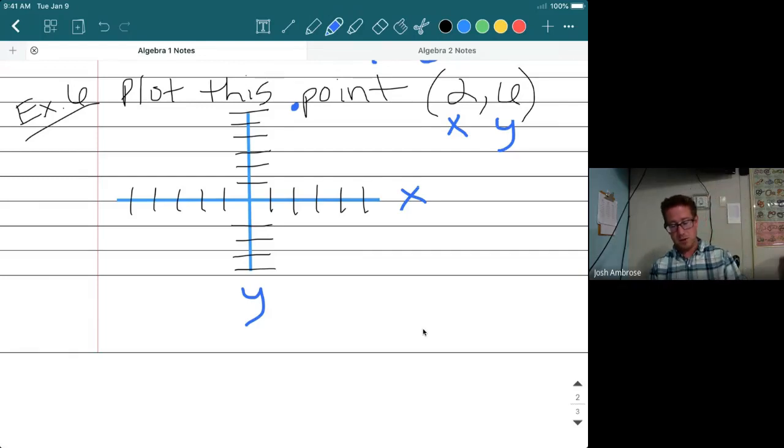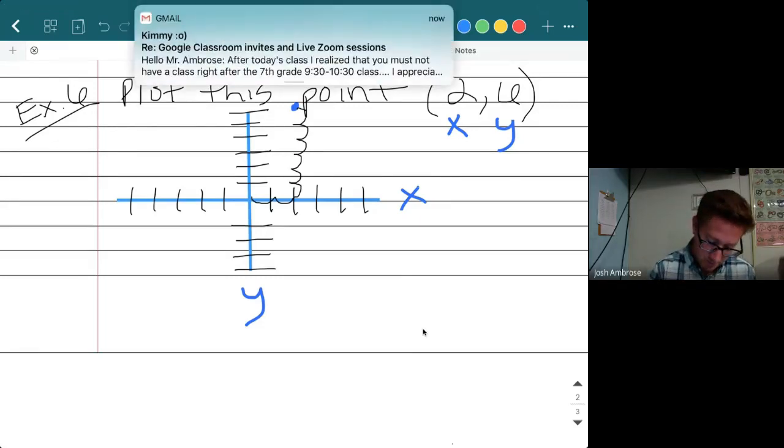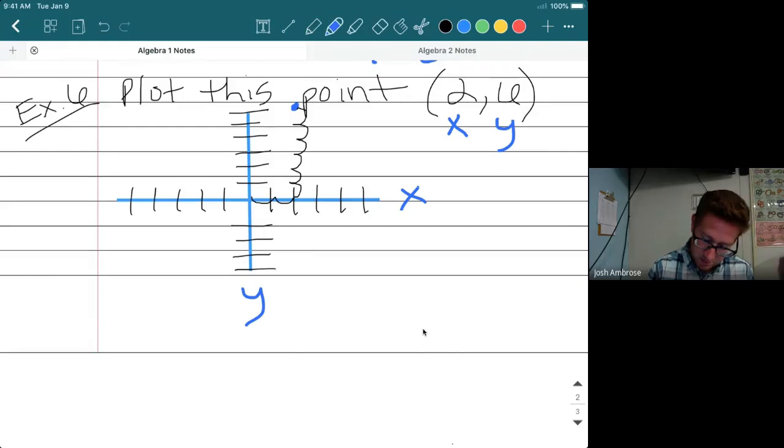We went to the right twice. So let's see if we go with a different color here. That was 1, 2. And then we went up 1, 2, 3, 4, 5, 6 times. And we land right there at that point. Okay? And if we want to go ahead and put a letter next to it, A, then we know, okay, this is point A.